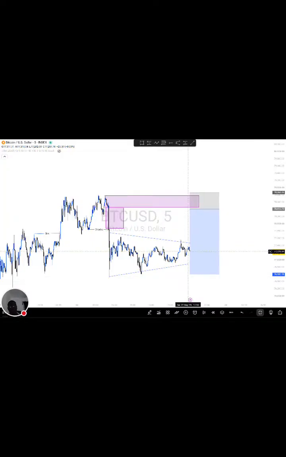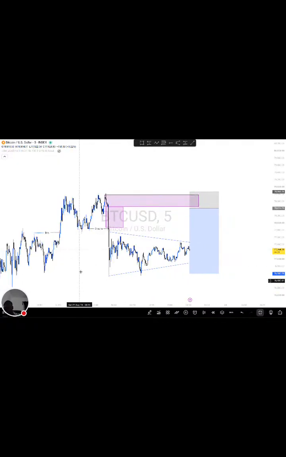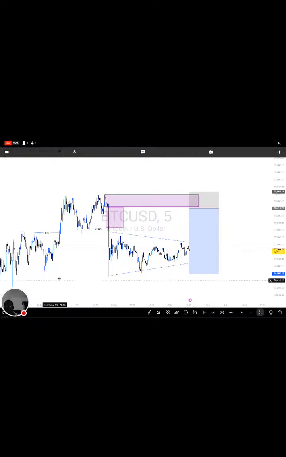I wait for the market to reverse into the zone. This weekend the market is actually slow. The market is too slow at the weekend.